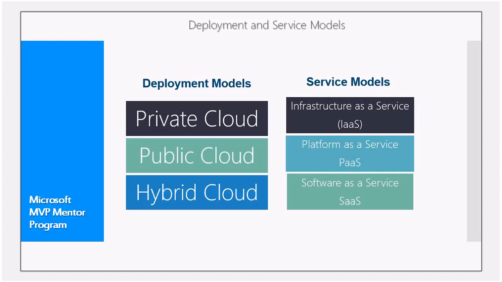Now let's look into the service models. Here I've got IaaS, which is infrastructure as a service. I also have platform as a service, PaaS, and software as a service, or SaaS. So I'm going to give you a quick definition of these three.